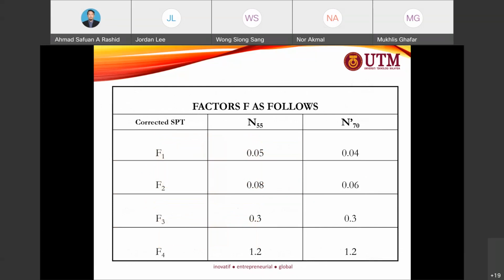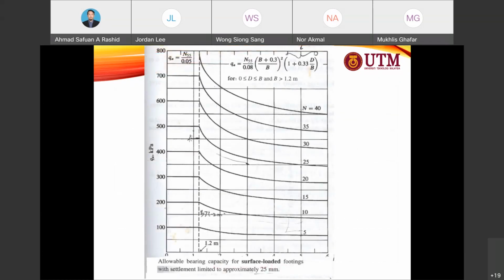Then the factor F is as follows. This is the example for the factor F. Or we can use the chart to estimate the QA based on the bearing capacity value, or we can use this formula by using the N55.